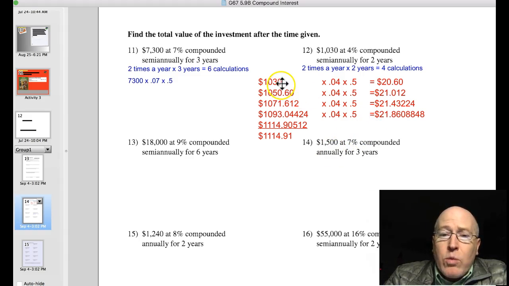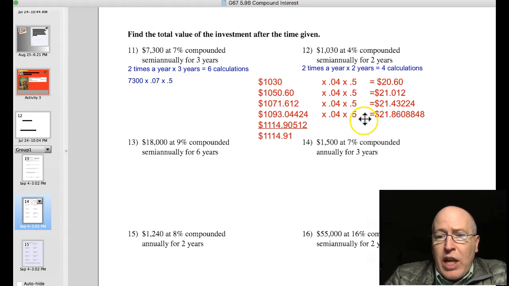Okay, so I took 1,030 times 0.04 times 0.5. That was $20.60. That's for the first half a year, or 6 months. You add that to the 1,030, your principal. You take that times 0.04 times 0.5. Now you've gotten just a little bit more interest, because you're getting interest not just on the $1,030, but on $1,050. You're getting interest on the principal plus this 6 months of interest. You get what I'm saying?